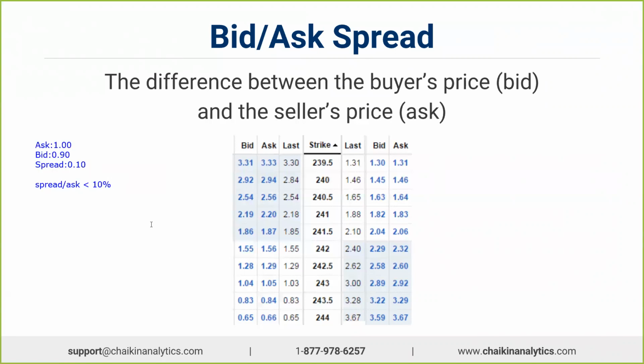Any market order you enter will be filled on the opposite side. So if you put in a buy market order, they will fill you on the ask. If you put in a sell market order, they will fill you on the bid immediately.